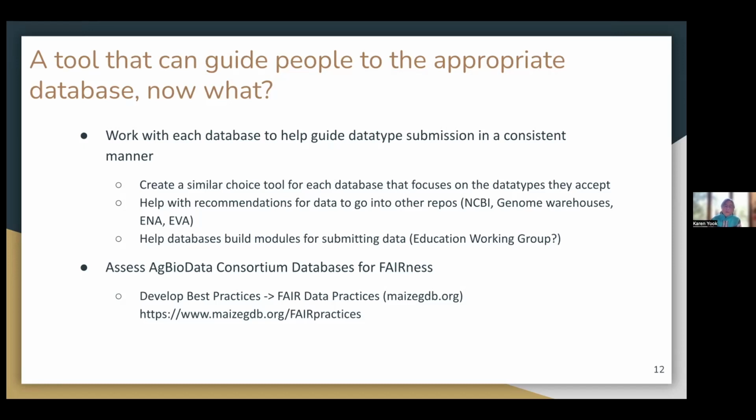And then the other thing is, not all databases are FAIR. As we are the FAIR Literature Working Group, it would be good if we reinforce the FAIR practices for data management and data housing. MaizeGDB has a very good page of FAIR practices, and I'm putting a link to it. I think it summarizes things for databases really well, so we can try to get that out to more databases.